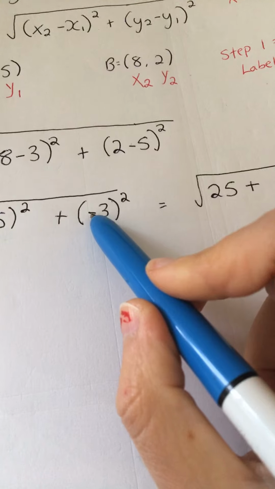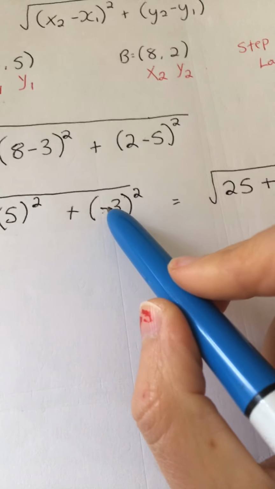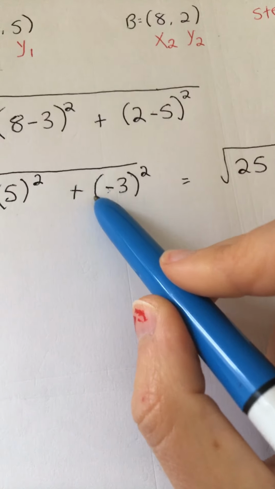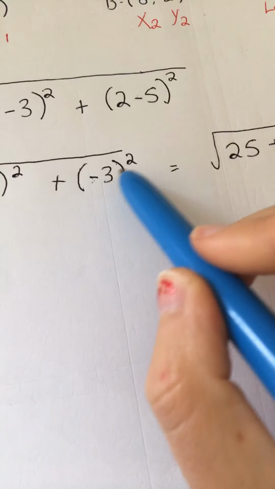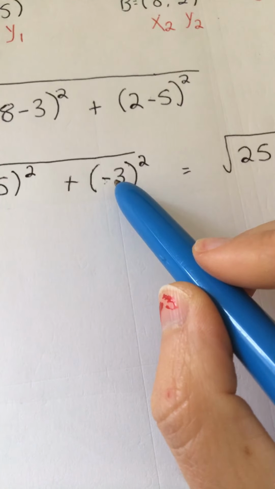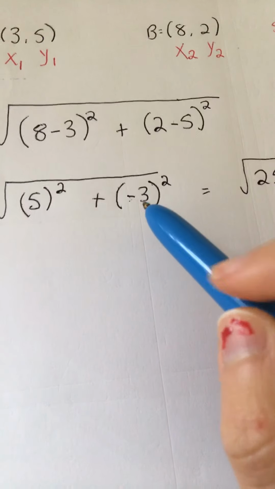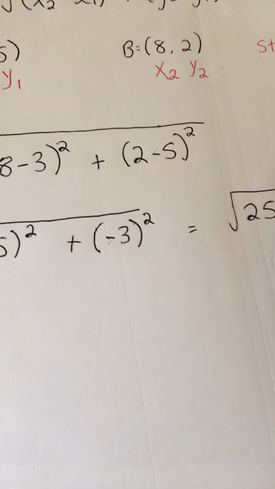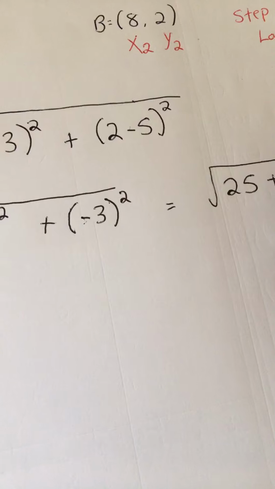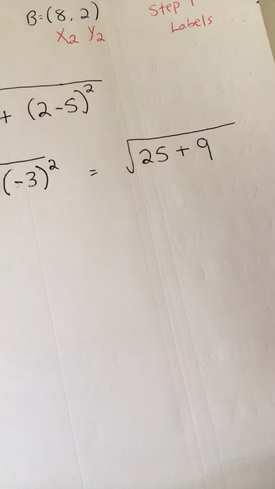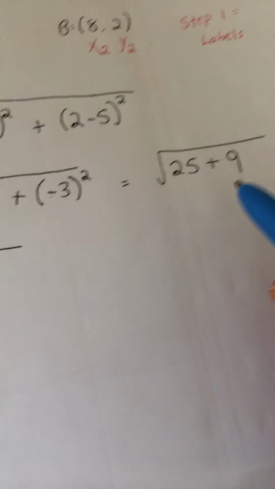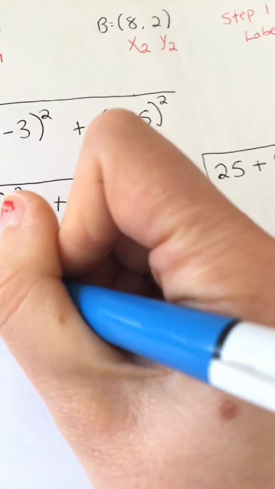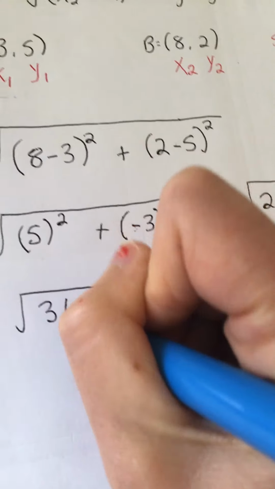Remember, squaring a negative number. If you want to put it in your calculator, do, but make sure you put your brackets around the minus 3. So minus 3 squared is really saying minus 3 multiplied by minus 3. And a minus by a minus makes it a plus, so it's just 9. And then we have the square root of 25 plus 9, which is 34.